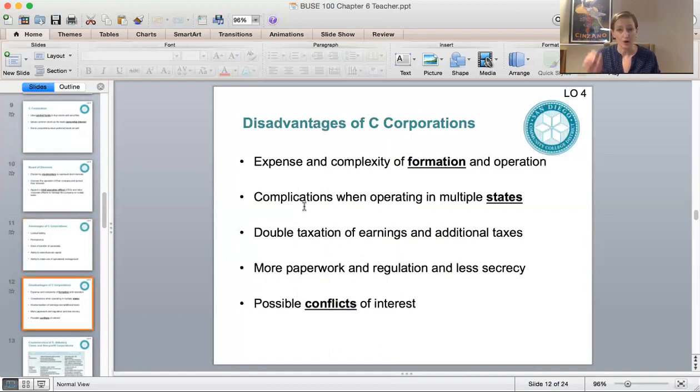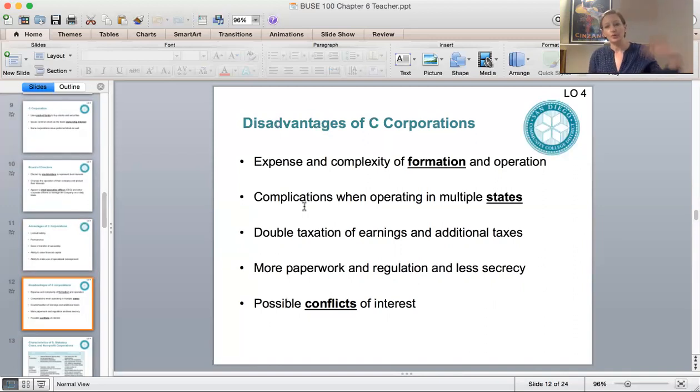But there are some major disadvantages to a C corporation. It's expensive, it's complex, you're required by law to meet every so often, and when you're operating in multiple states, there are even more laws. It gets confusing, and the worst part about a C corporation is double taxation. You're taxed twice when you own a corporation. So I'll explain what that means.